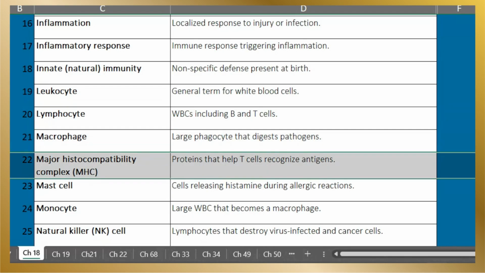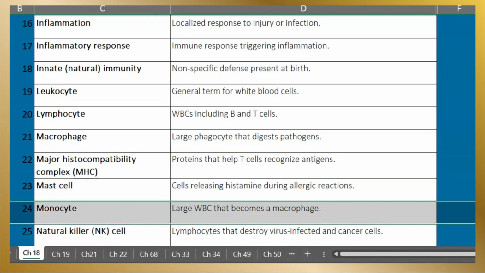Major histocompatibility complex, protein that helps this cell recognize antigens, key in organ transplant compatibility. The mast cell is the cell releasing histamine during allergic reaction. So it's a cause of symptoms in hay fever, for instance.